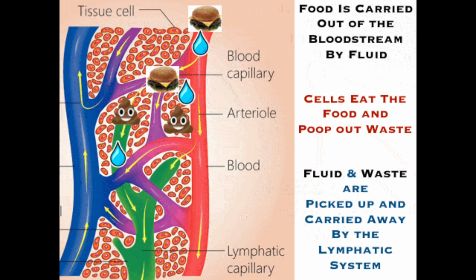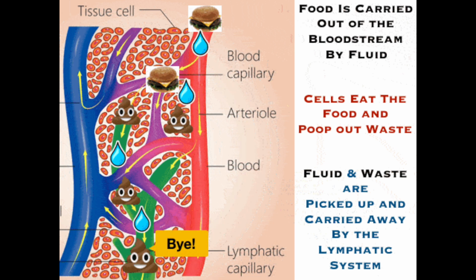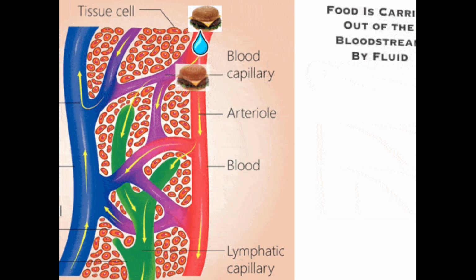One of the main functions of the lymphatic system is to provide an accessory return route to the blood for the surplus 3 liters. The other main function is that of immune defense.